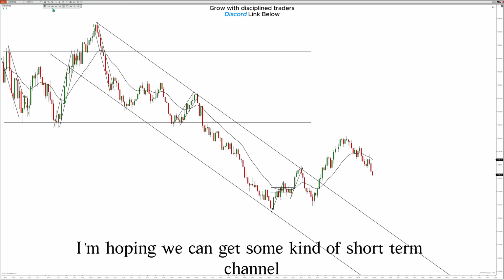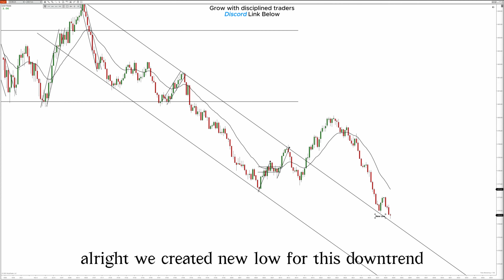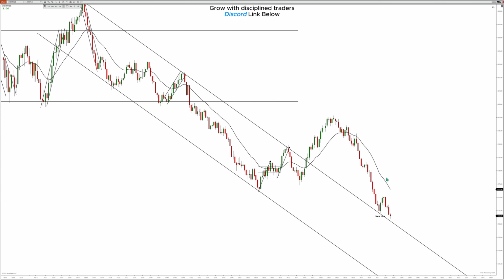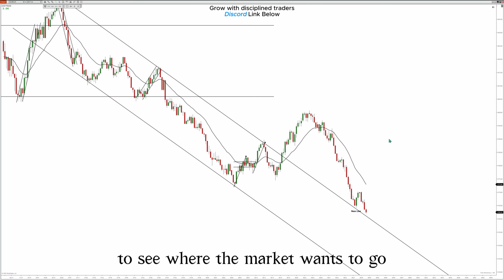So I'm hoping we can get some kind of short-term channel like this established and then find a second entry short. All right, we created new low for this downtrend. So now that that's played out, I got to wait for a little bit more price action to see where the market wants to go.